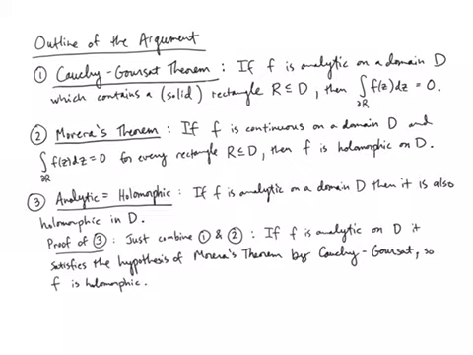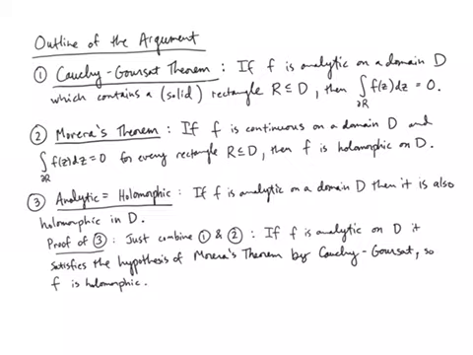Remarkably, that's enough if you combine it with the following theorem that you see in number 2 here. It's called Morera's theorem. Morera's theorem says that if you have a continuous function on a domain, and if you know that the integrals of that continuous function around every possible rectangle contained in that domain are equal to 0, then f has to, in fact, be holomorphic on D. That's to say that f has a derivative, and that derivative is continuous. So just knowing f is continuous and having all of these integrals around rectangles equal to 0 implies that f is holomorphic.